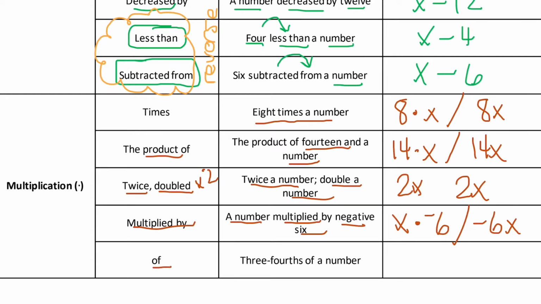Of means multiplication. A lot of kids don't know that. Whenever you see, for example, 3/4 of a number, that means to multiply. And since it's a number and a letter, we can just write them together like this, 3/4 x. Okay? And there is your multiplication.